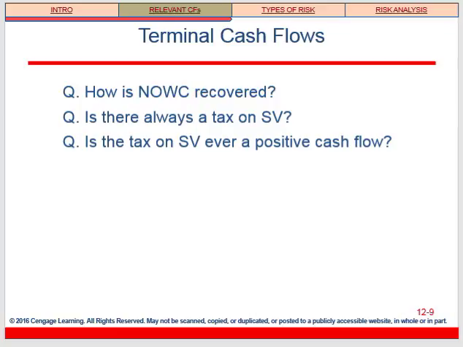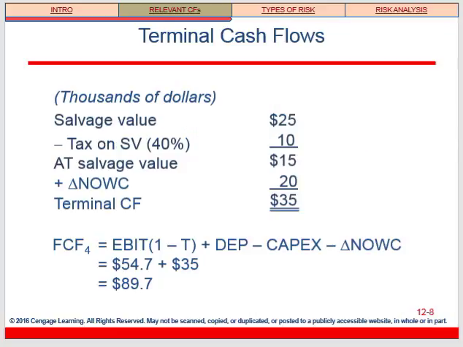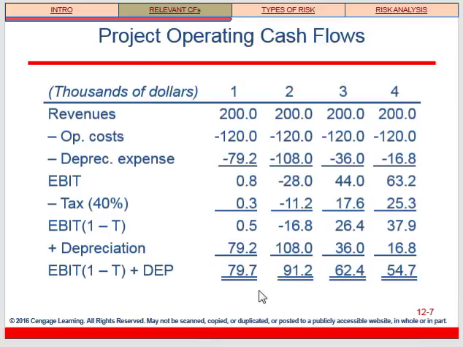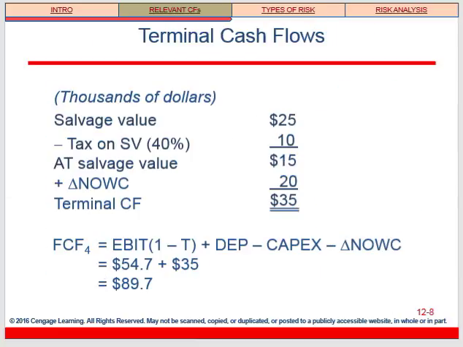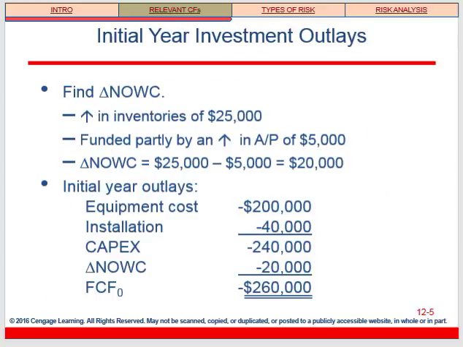Now, what we need to do after this point is discount all these cash flows plus the terminal cash flow by 10% and compare it to the present value of the initial cash outlay, which was $260,000. If the present value of the cash inflow is greater than $260,000, then we are going to accept the project, and if it's less than that, then we are going to reject the project.